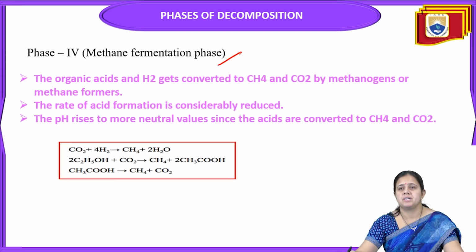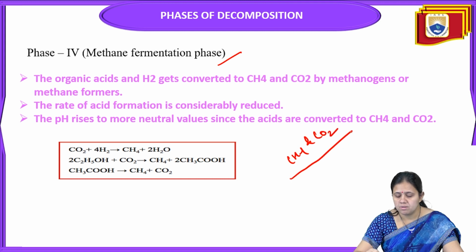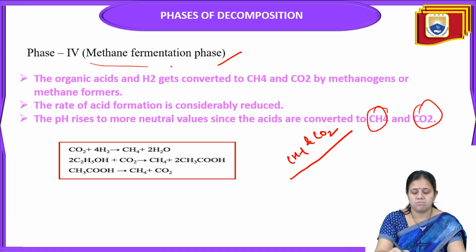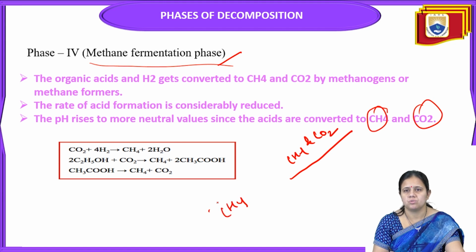Phase 4 is the methane fermentation phase. The organic acids and hydrogen get converted to CH4 and CO2 by the process of methanogens, or methane formers. The pH rises to a more neutral value since the acids are converted to CH4 and CO2. The rate of acid formation is considerably reduced. So this is the methane formation phase, that is CH4.